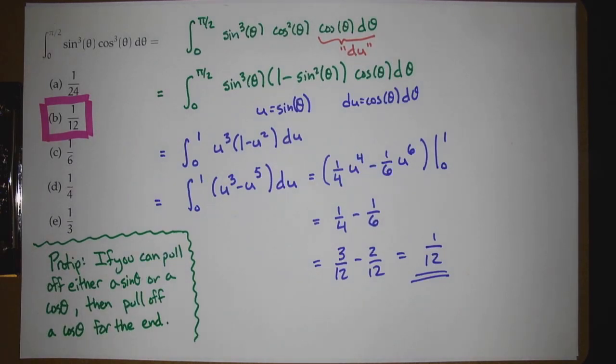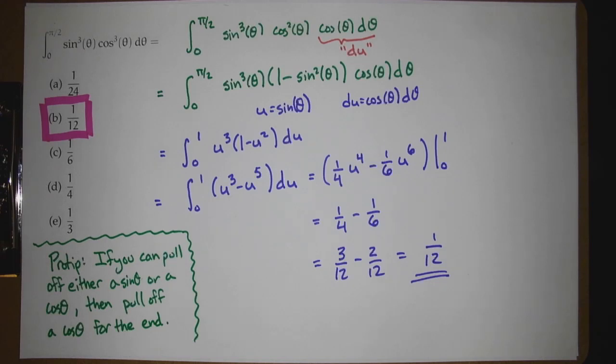Now, the reason why I prefer to pull off the cosine is if we make the substitution u equals sine theta, the derivative is cosine theta. If we pulled off the sine and made the substitution cosine, we'd still get the same answer. It would all work out. But if you put u equals cosine theta, what's du? Negative sine theta. And those minus signs are pesky. And so that's why I recommend pull off the cosine. So you have one less thing to worry about.